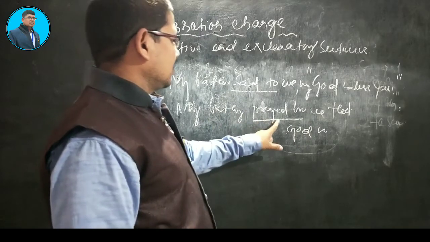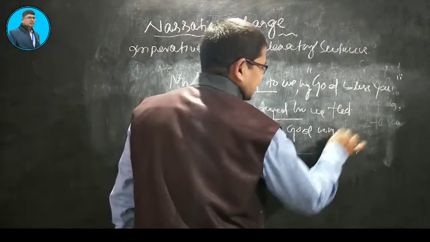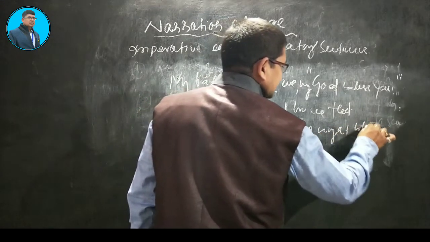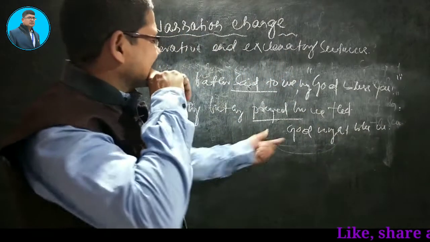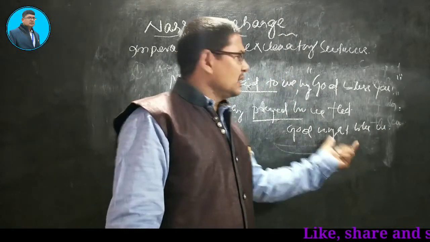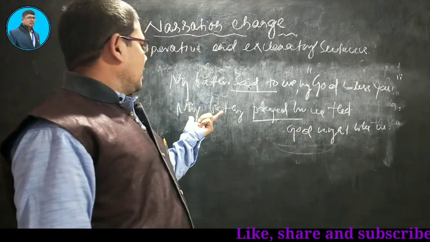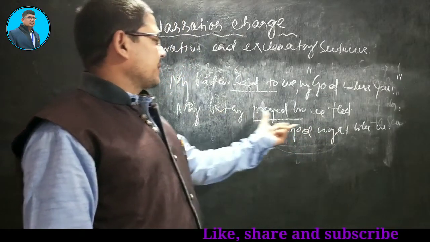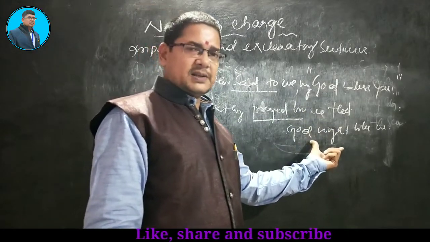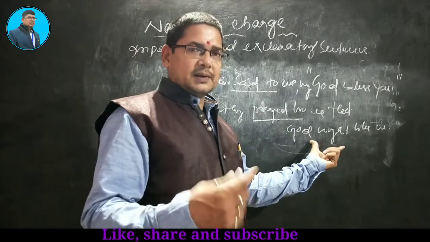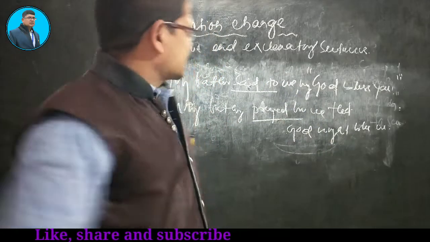My father prayed for me that God might bless me. Me is there, that's why I didn't change. God might bless me. Suppose only God bless you was there. My father prayed for me that God bless me. That God might bless me. Okay, this is the next thing.